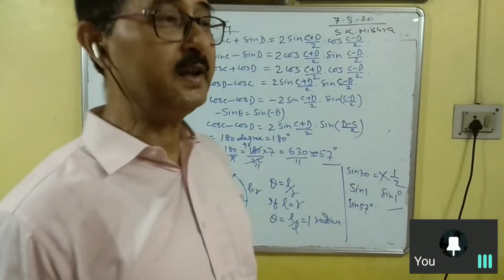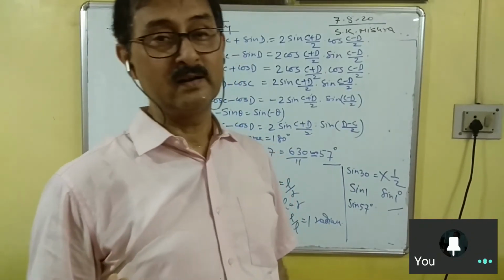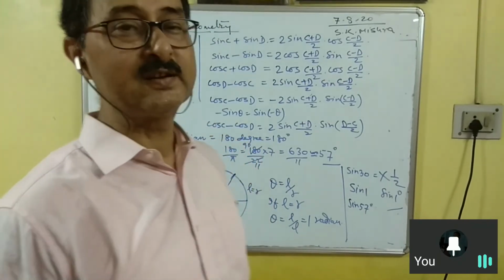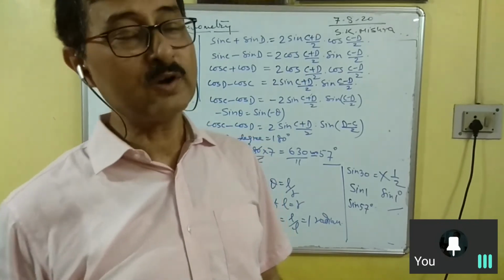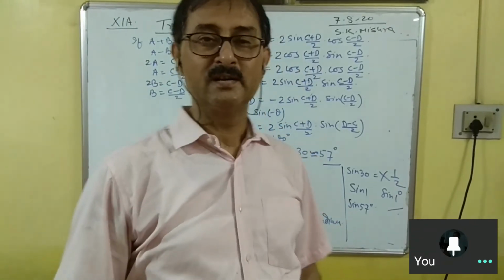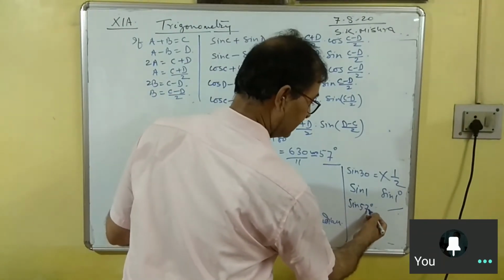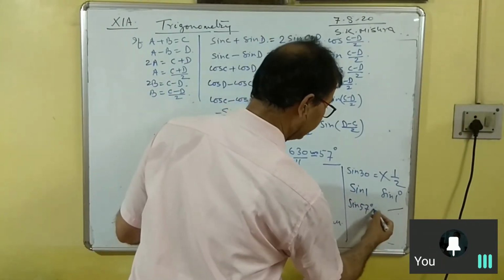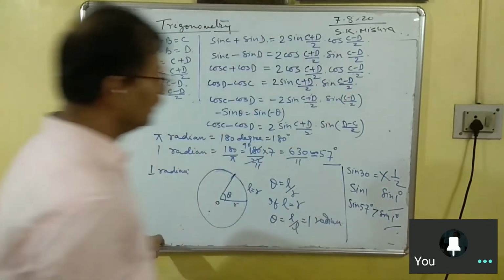Sine 0 degree is 0, sine 90 degree is 1. But in case of cos, the value of cos theta decreases with increase in theta. You know, cos 0 degree is 1, cos 90 degree is 0. So sine 1 means sine 57 degree, and obviously it should be greater than sine 1 degree.